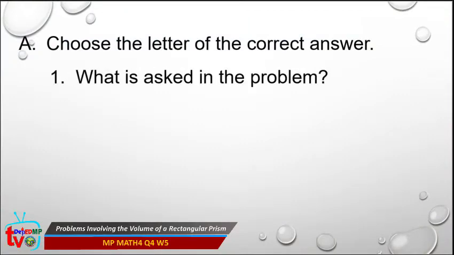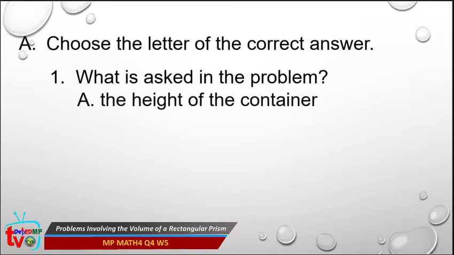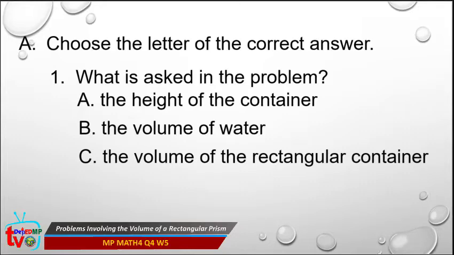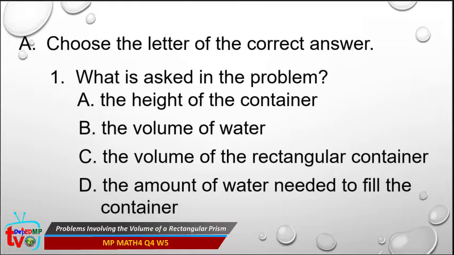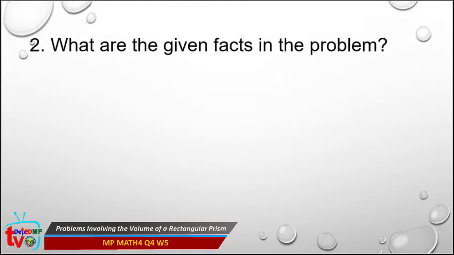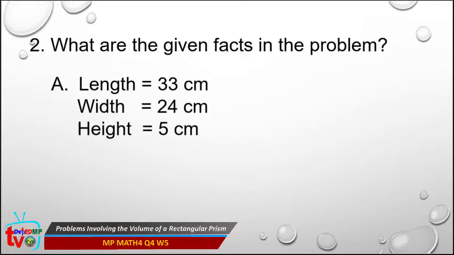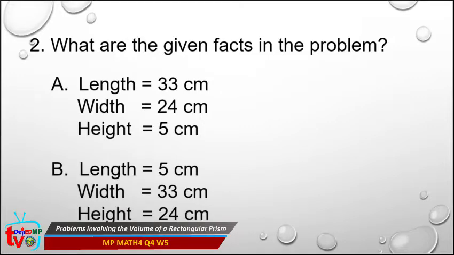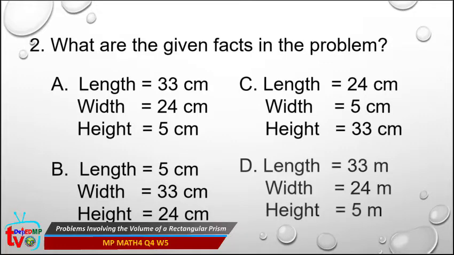Number 1. What is asked in the problem? A. The height of the container. B. The volume of water. C. The volume of the rectangular container. D. The amount of water needed to fill the container. Number 2. What are the given facts in the problem? A, B, C, or D?